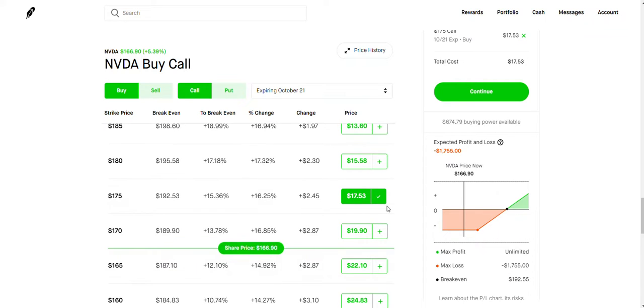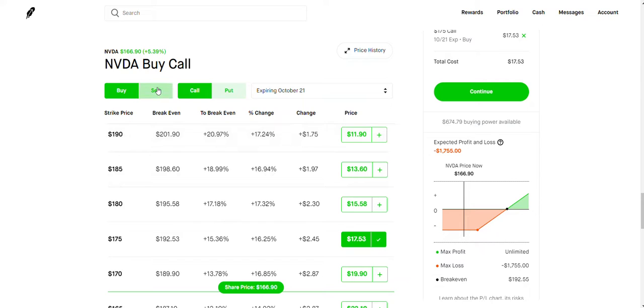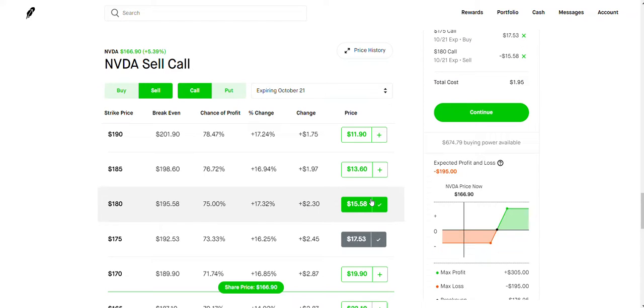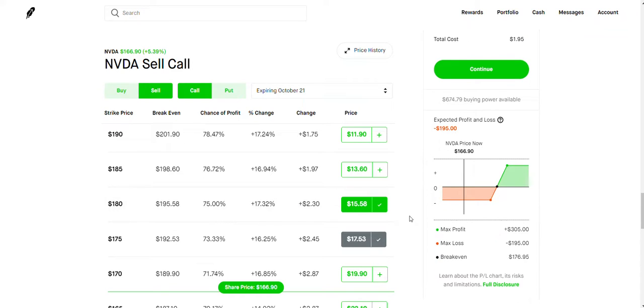So one way a lot of people trade is they will also sell a call, and let's say we do the 180 call. Okay, instead of losing 1,755, we could potentially lose 200, but our max profit would be capped at 305. And so that's pretty good.